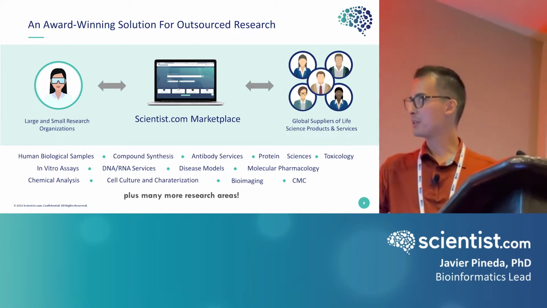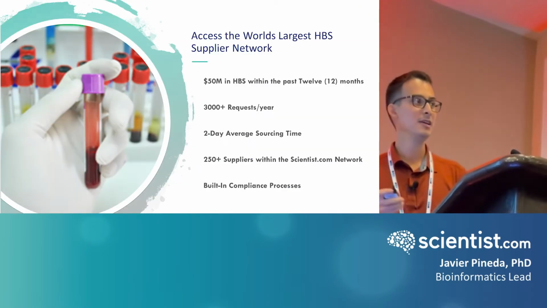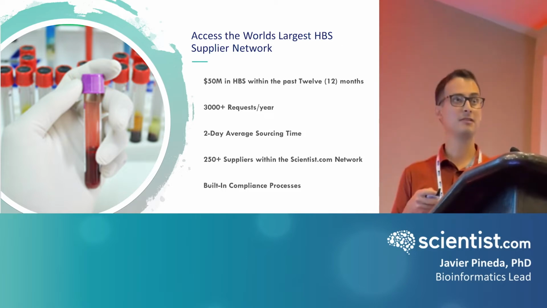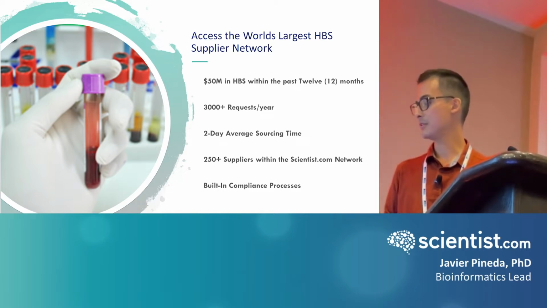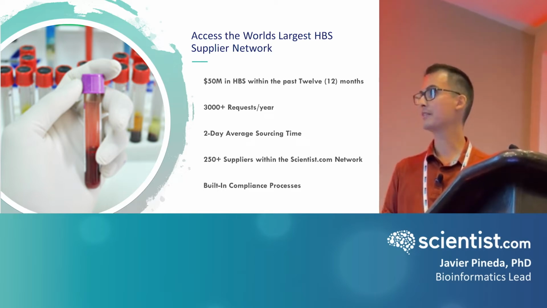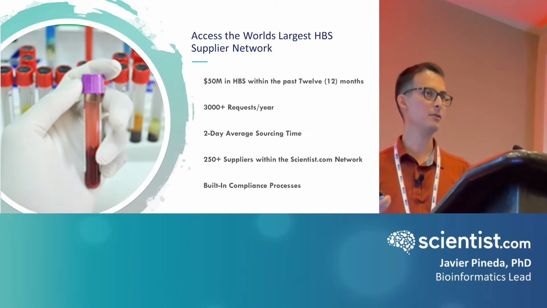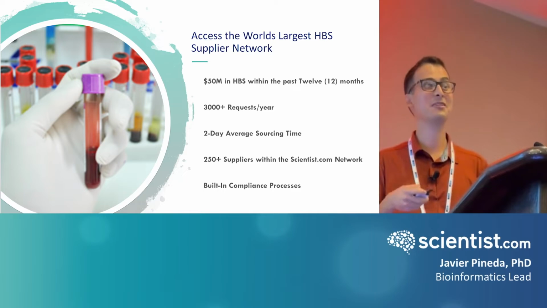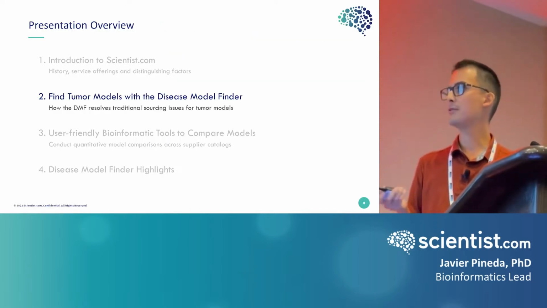I'm just going to focus quickly on one of these disease areas, human biological samples. In that subspace, we saw about $50 million in spend on our platform in the past 12 months, totaling over 3,000 requests from researchers. As you can see, the average sourcing time is relatively quick. So again, trying to save you time here. A very important thing to note is that we take care of compliance. We work together with your organizations so that you'll know that you can actually work with the supplier that you find. All right, so that brings me to the disease model finder.